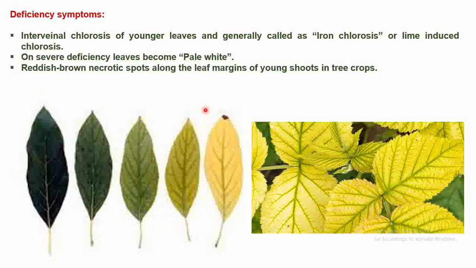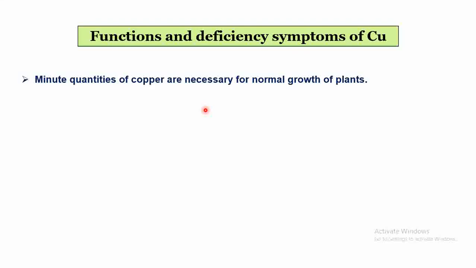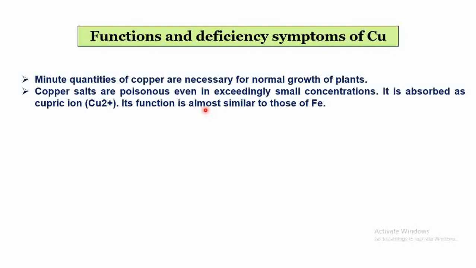Another deficiency symptom: in brassica, necrotic terminal buds at early seedling stage. So these are all the deficiency symptoms of the iron. So last micronutrient, that is the copper. It's required in minute quantity because it's a micronutrient. Copper salts are poisonous even in exceedingly small concentration. It is absorbed as cupric ion.